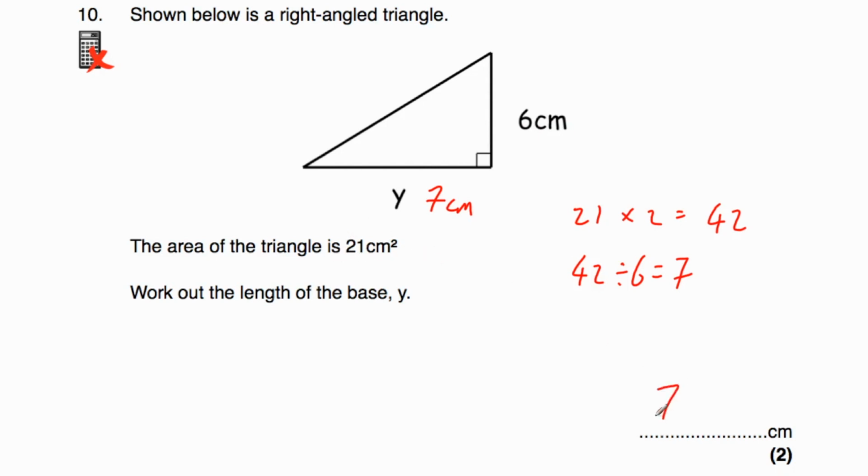So our answer is 7 centimeters. The length of the base is 7 centimeters. So we took the area, we doubled it to find what the base times the height was, and then we just divided that answer by the height to find the base, and that's it. Okay, let's have a look at our next question.